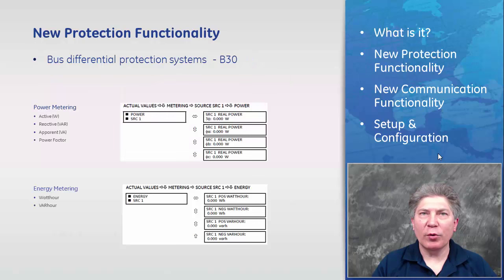In the B30, what this means is the power and energy metering are now part of the actual values and analog operands. Now, let's keep in mind that the voltage inputs need to be configured for the power and energy values to be available. So this eliminates the need for external power and energy meters on a small bus bar application.